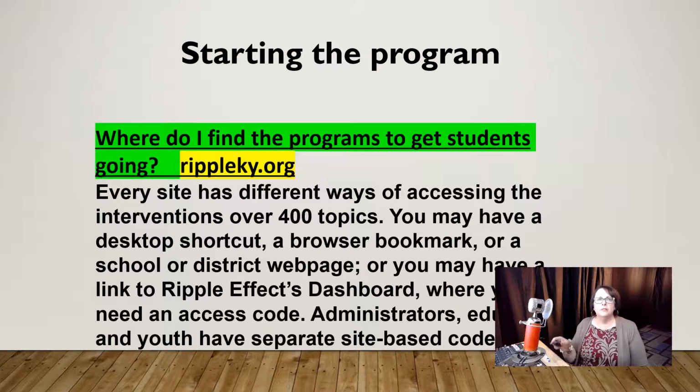Where do you find the programs to get students going? We talked about that, it's ripplekentucky.org, and every site has different ways of accessing. We're going to go through those two that I just mentioned to you. There's over 400 topics that your kids can do, and this is wonderful. It's a wonderful program, and I really hope that you're using it. If you're not, I really hope this is the year that you're really going to put it into service. There's many different topics. There's bullying. There's how to get along with others, being assertive. There's so many. Well, actually, there's over 400. So we'll go on, and I'll show you some of those.